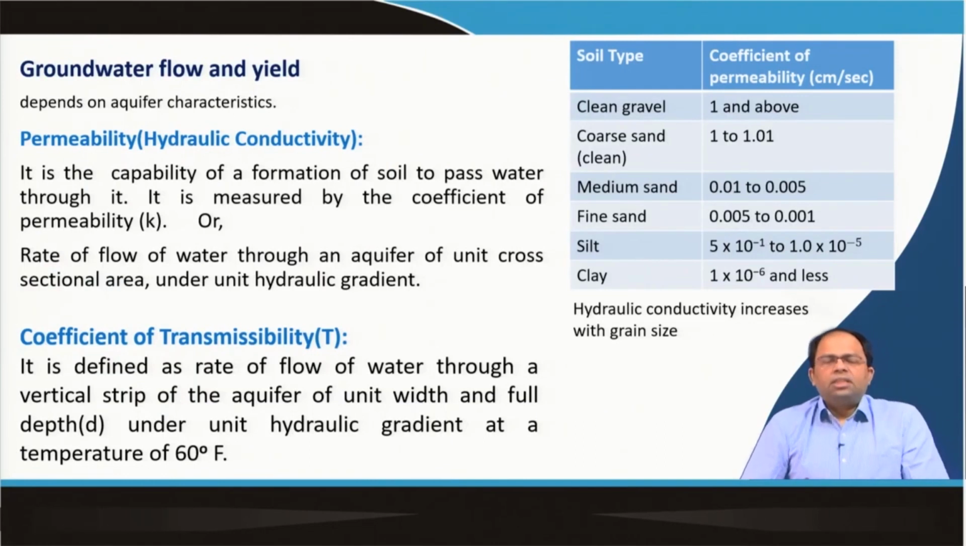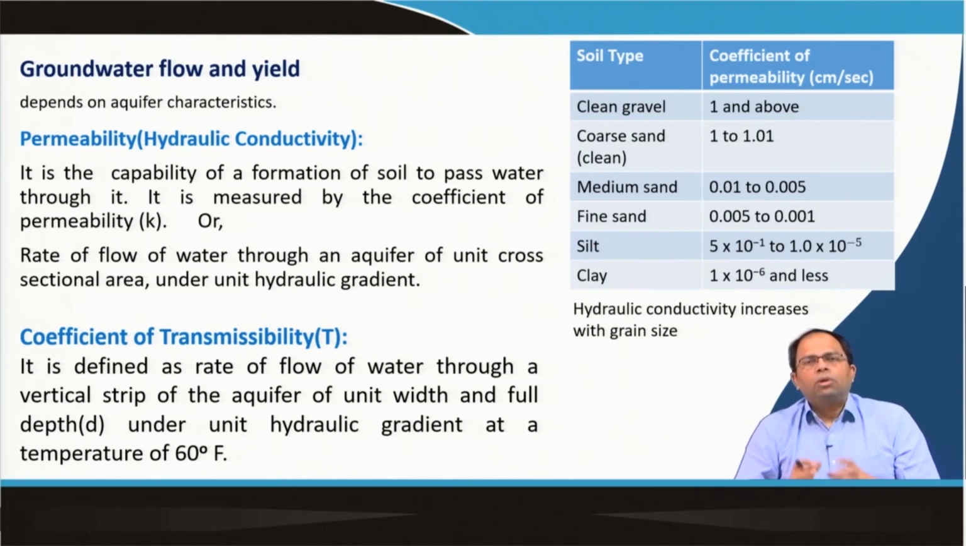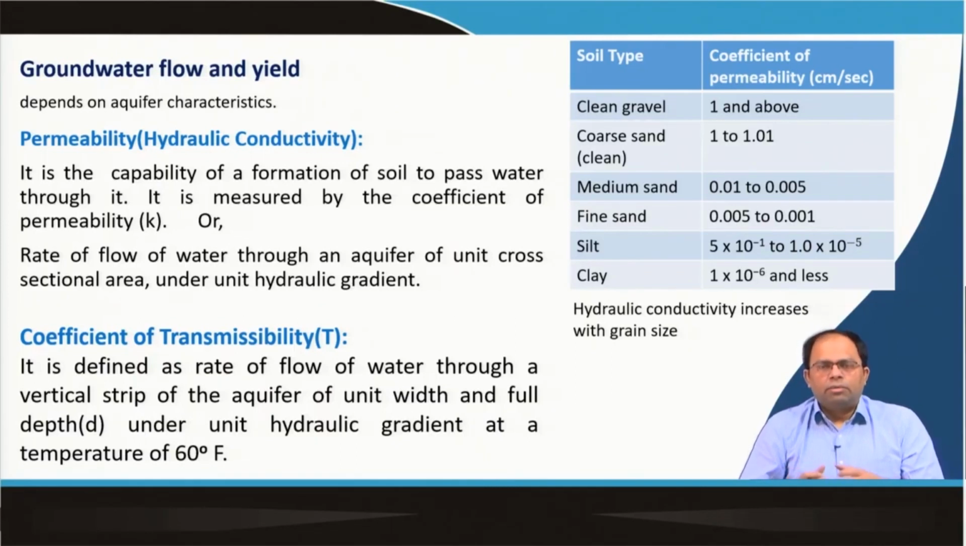So that is groundwater yield. This is the total volume of groundwater that we can actually get. This does not explain how fast the groundwater comes out, right.